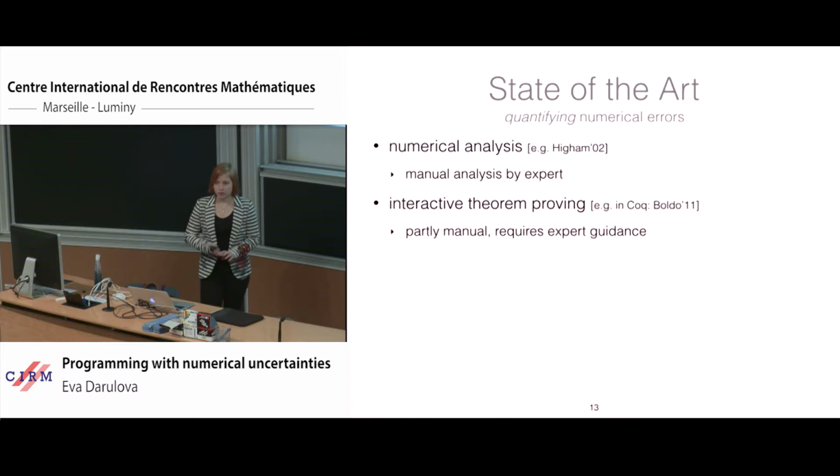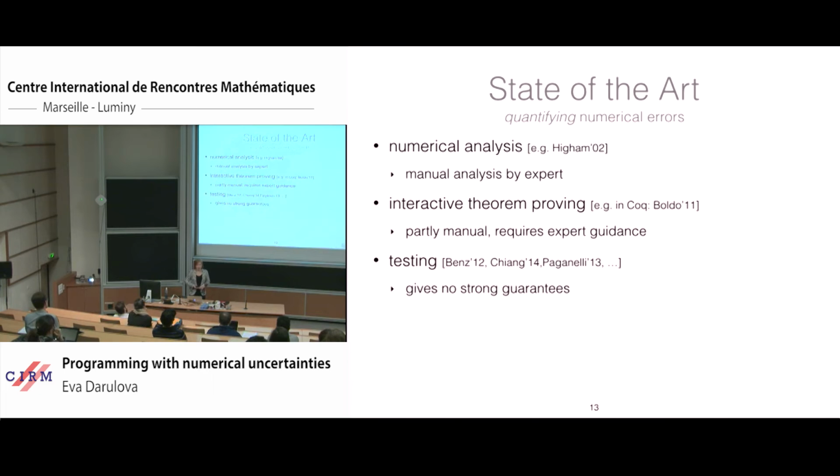Or you can do something like Sylvie presented. You can do this inside an interactive theorem prover, but again, this is at least partly manual and will require some knowledge about the theorem prover and the floating point arithmetic. On the completely other end, you have testing. There are various approaches that will perturb the computation in various ways and can help you find bugs, however, will not give you any strong guarantees. So all of these approaches have some trade-offs.